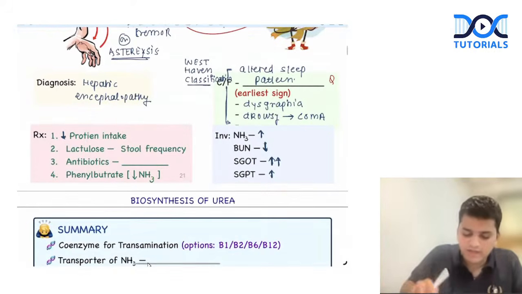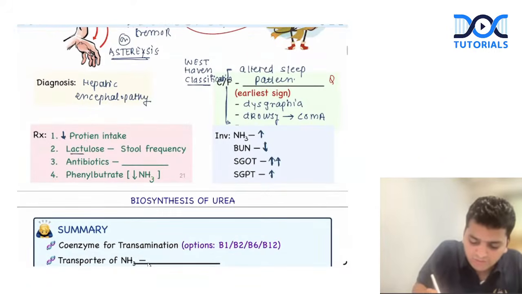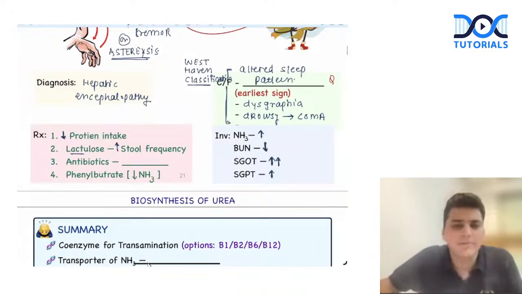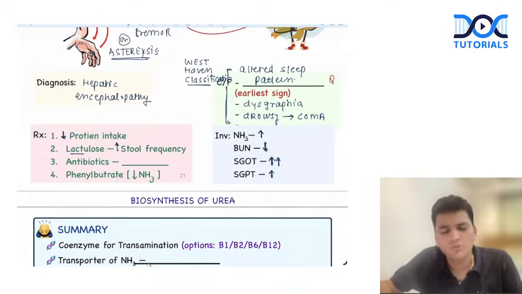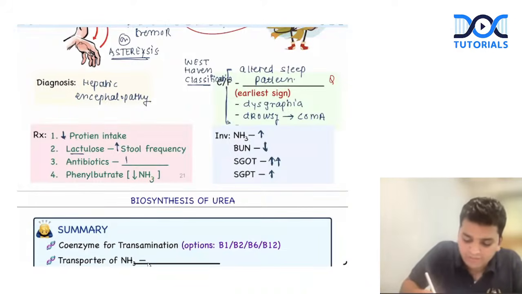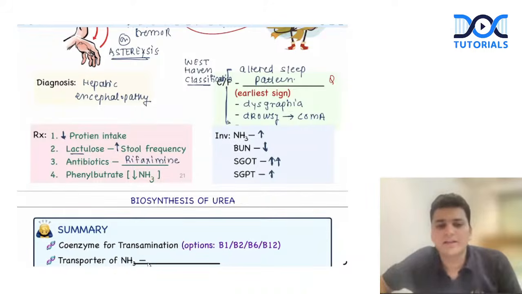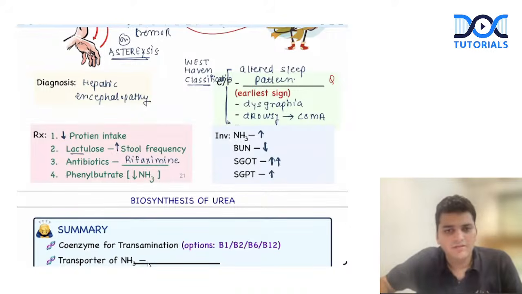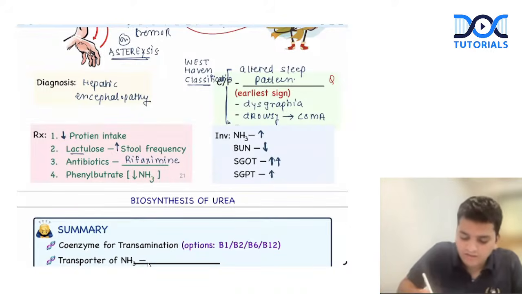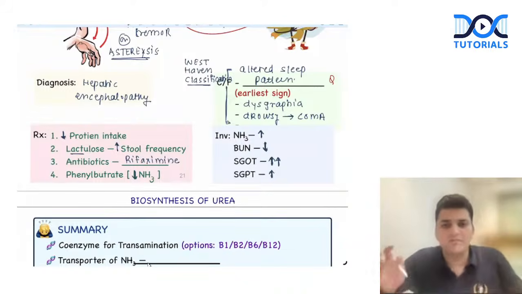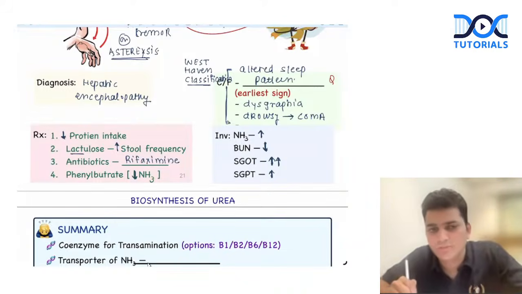To flush the bacteria out, we can use lactulose. That is going to increase the stool frequency and flush out the bacteria. They are actually good bacteria, but as of now, they are working badly for the patient. So we are going to clear the bacteria from the intestine. In fact, we can kill them also, with rifaximin. We also have phenylbutyrate, an ammonia binder that we can give, and that will bind the ammonia and decrease the ammonia levels.